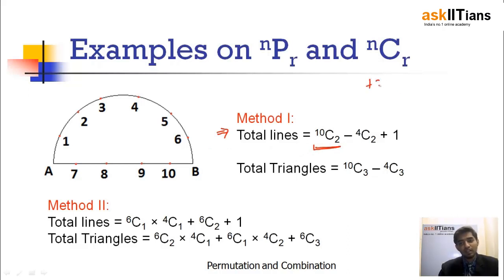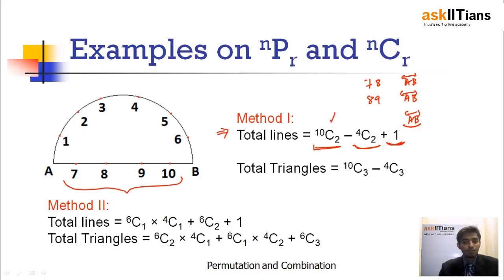Like if I connect 7 and 8, I will get line AB. Again if I connect 8 and 9, again I will get line AB. So this line AB is repeated. And how many times is this line AB repeated? If I choose any 2 points out of these 4 points, I will get the same line AB. So I will remove all these cases, that is 4C2. And again I will add plus 1 because there is one line AB that will exist. So plus 1 because I will count it only once.